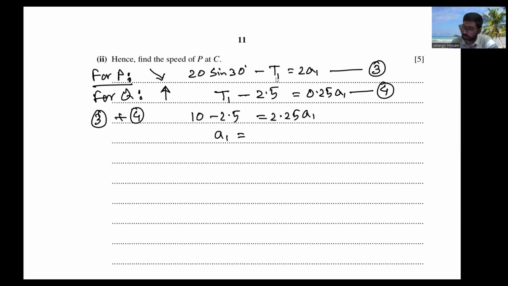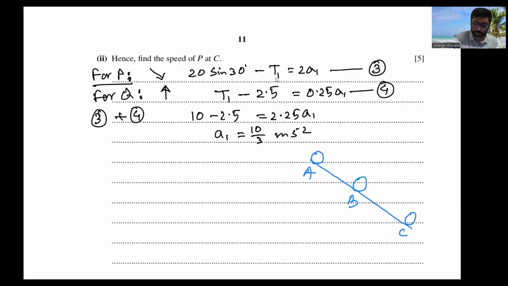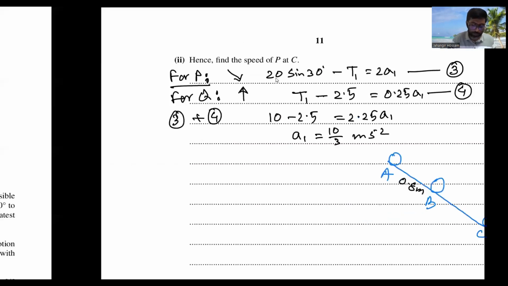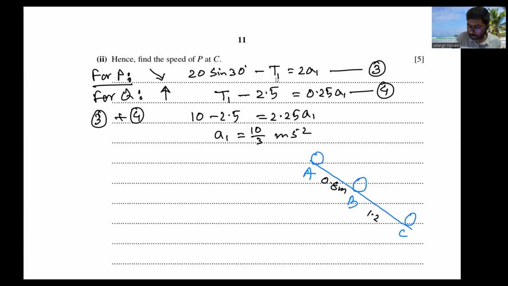So A1 is 10 by 3 meters per second squared. Now, see particle P, let's not go back to the original diagram. Let's draw it here. That's A, that's B, that's C. Between A and B, the distance is 0.8 meter. Between B and C, the distance is 1.2 meters. Between A and B, acceleration is 1.02. Between B and C, acceleration is A1, which is 10 by 3.